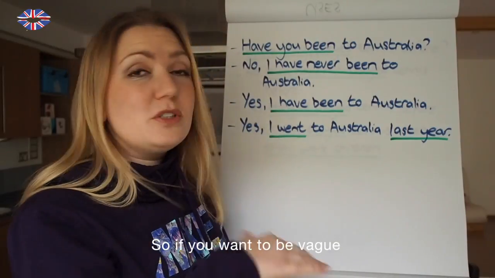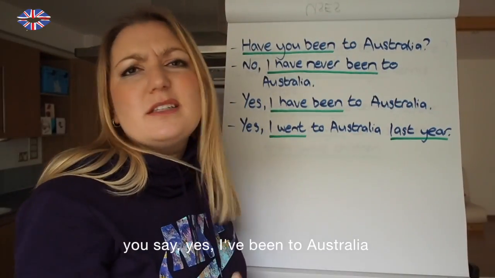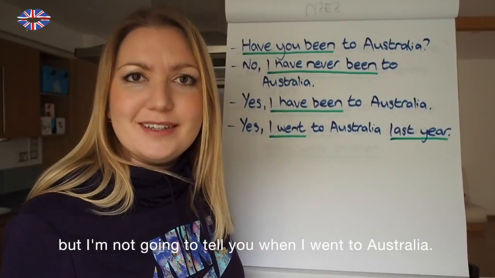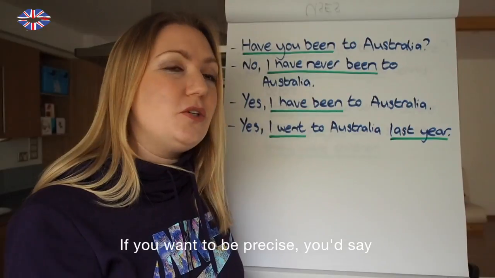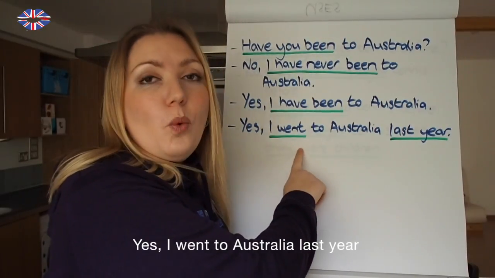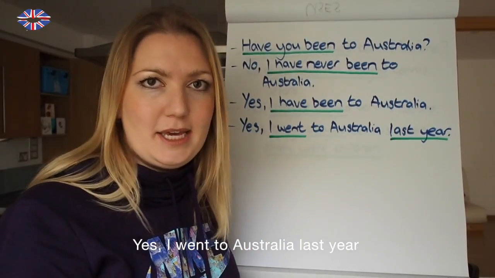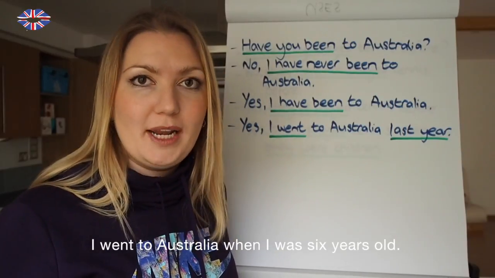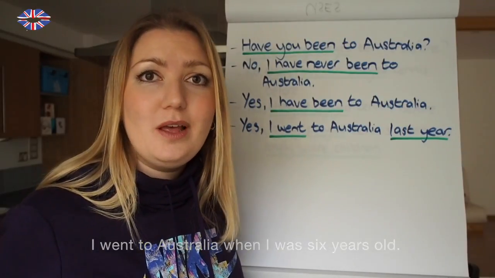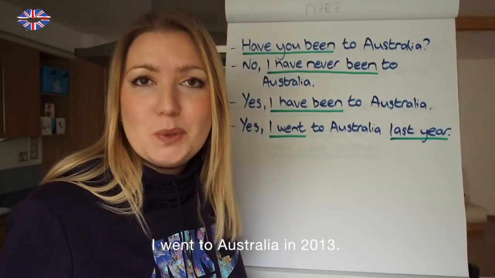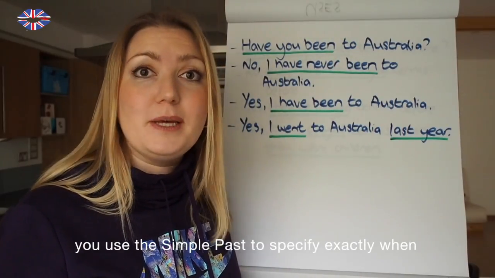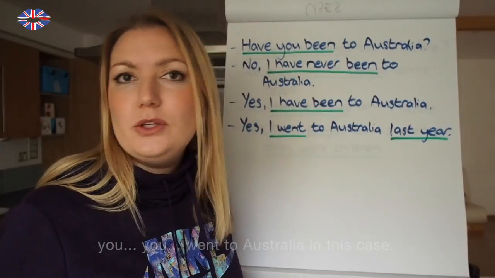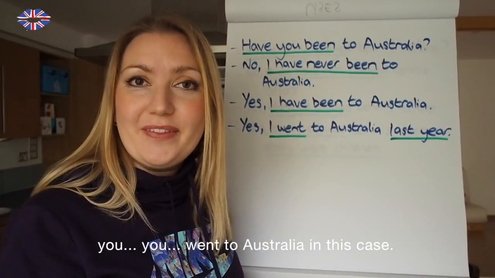So if you want to be vague, you say, yes, I've been to Australia, but I'm not going to tell you when I went to Australia. If you want to be precise, you'd say, yes, I went to Australia last year. I went to Australia when I was 6 years old. I went to Australia in 2013. It doesn't matter when. You use the simple past to specify exactly when you went to Australia in this case.